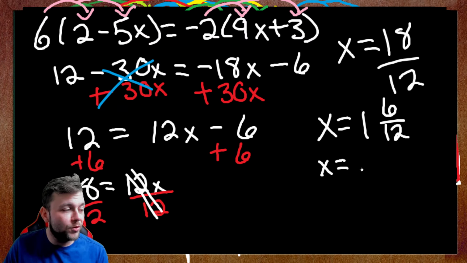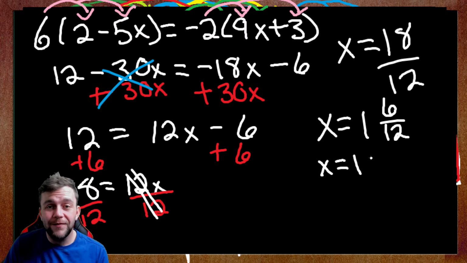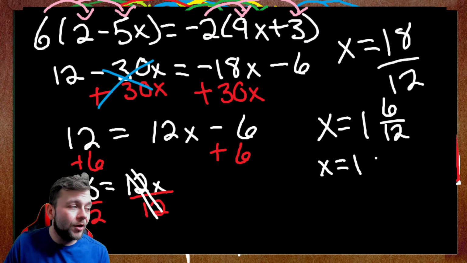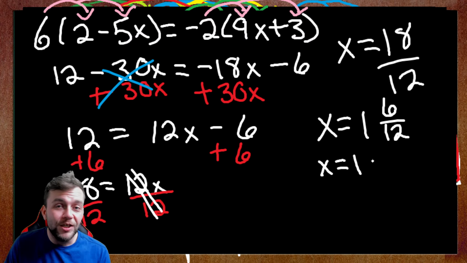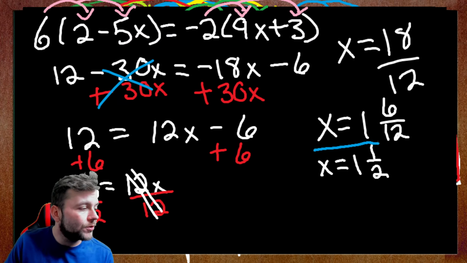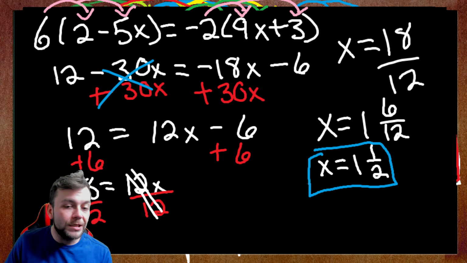So x equals 1. And what is 6 divided by 12? What is another way of thinking of 6 over 12? It's a half a dozen. What did you say there? You said a half. So it's 1 over 2. That is your answer. Circle it. Call it done. Okay?